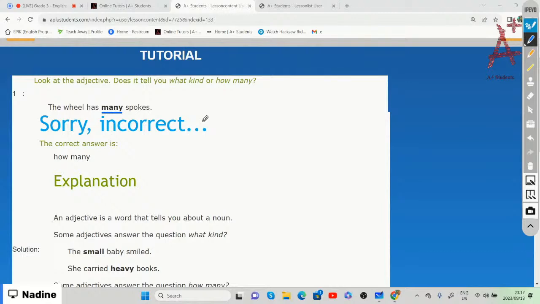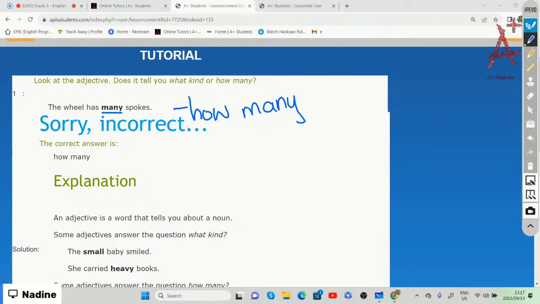So many. Does it tell us what kind, or does it tell us how many? All right, so if we look at the sentence, it says that the wheels have many spokes. And many, it tells us how many. So how many is correct, right? So it tells us how many.